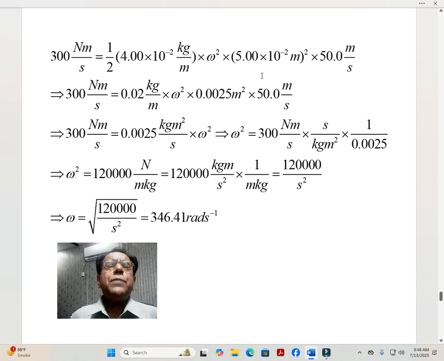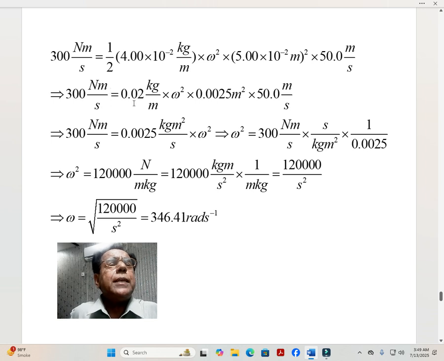While this value, 5.00 into 10 raised to power minus 2 meter square, is given in the statement. Moreover, 4.00 into 10 raised to power minus 2 kilogram per meter is also provided in the statement. And 300 Newton meter per second is also given in the statement. From here we have to find out the value of omega. First we will find the value of omega square, then we will take square root on both sides, and hence we will get the value of omega.